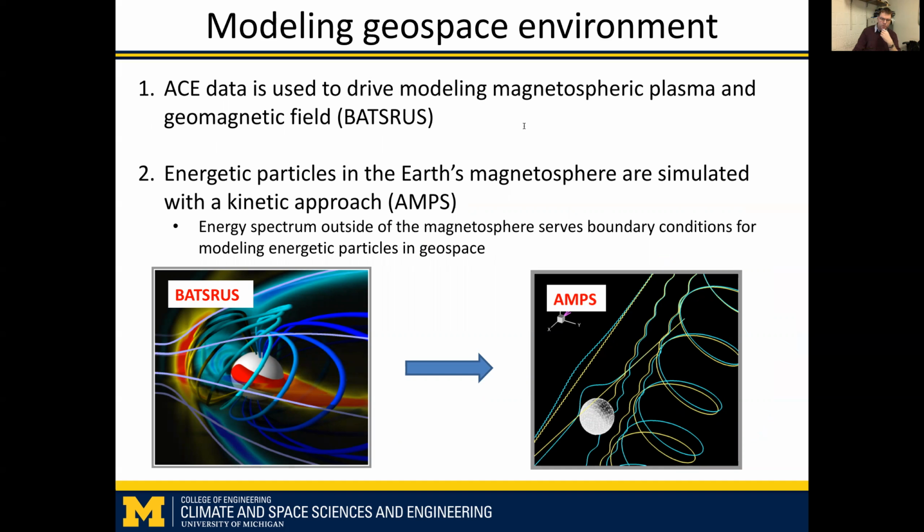In this modeling approach, the computational domain includes the entire magnetosphere. The boundary conditions are parameters of solar wind, interplanetary magnetic field, and energy spectrum and flux of energetic particles outside of the magnetosphere. During runtime, BATS-R-US sends the geomagnetic field to AMPS for tracking energetic particles.